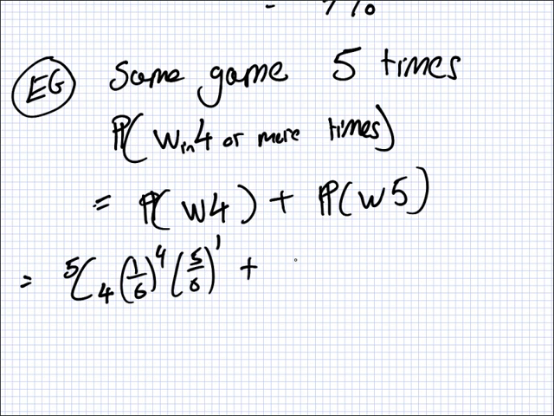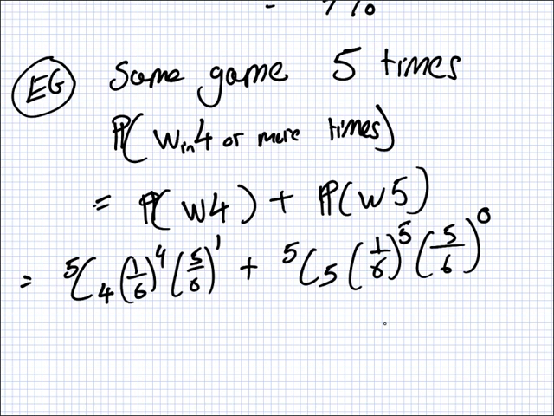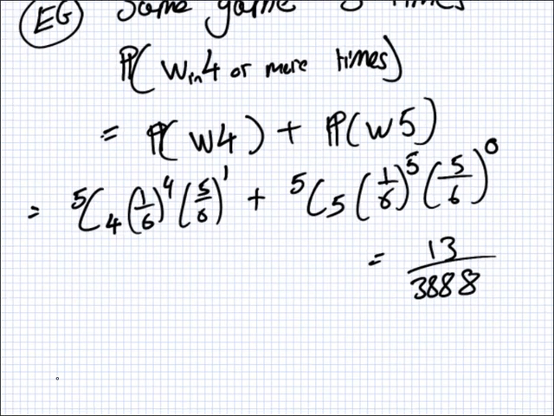And then this one winning 5 times, 5C5, 1/6 power 5, 5/6 power 0. What did you say you got, Daniel? 15 over 3888. It makes sense that it's quite small. If you roll a die 5 times, how likely is it that you'll get a 6 on 5 or more of those rolls? Not really likely. Okay, let's have a look at another type.